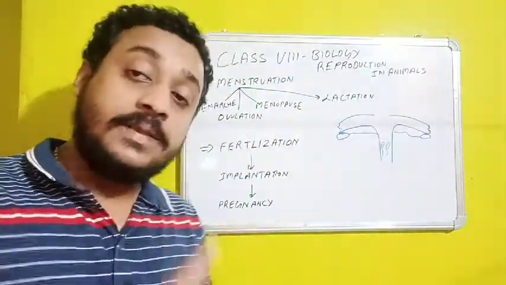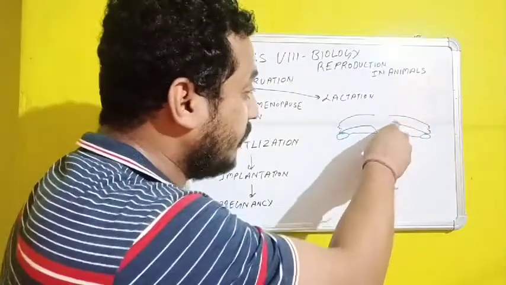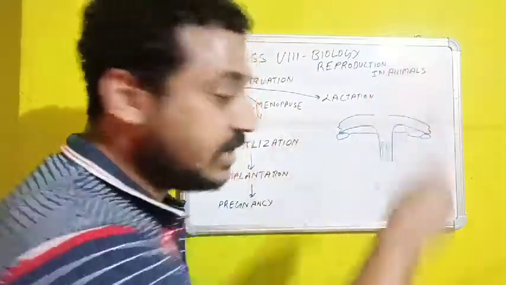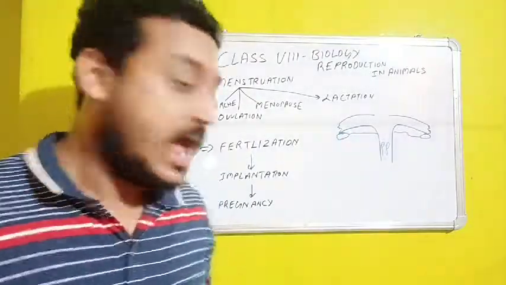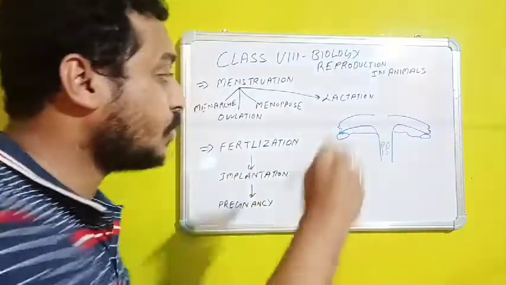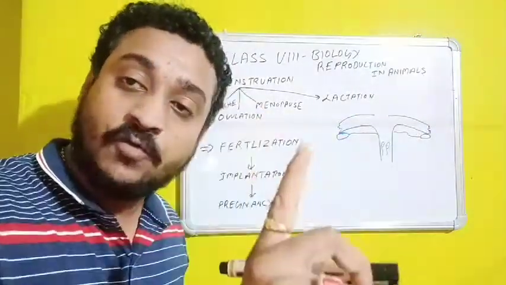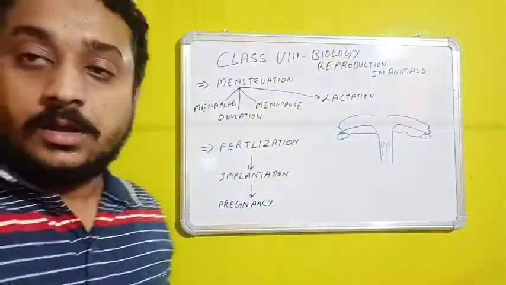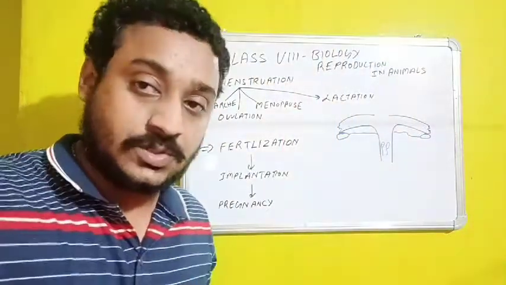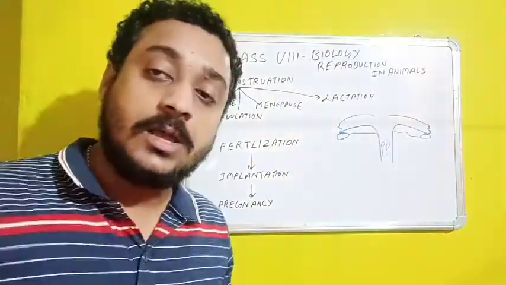And once the ovum is fertilized, slowly the fertilized ovum will come and settle down in the uterus. That is known as implantation. Only the fertilized ovum, meaning once the sperm has fused with the ovum, will implant itself into the uterus. If the ovum is not fertilized, it will come out through bleeding during the menstrual flow.